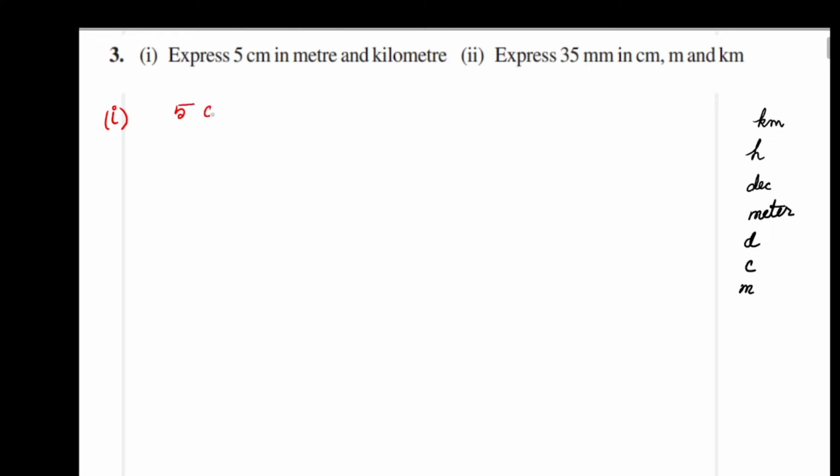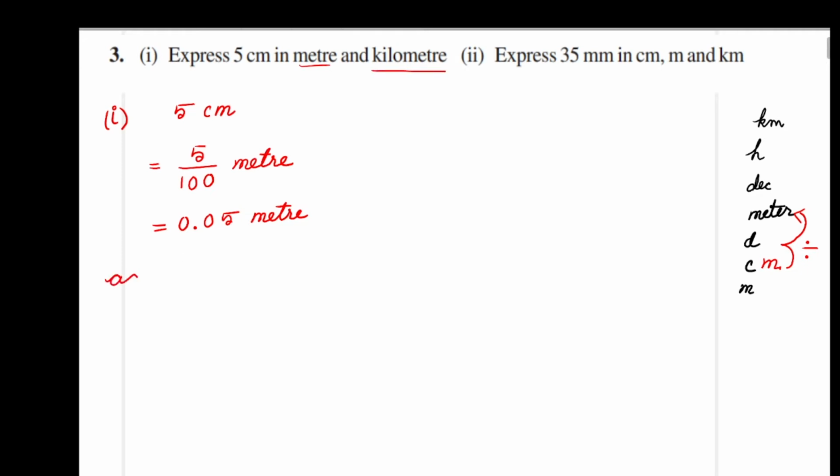Okay, question number 1. 5 centimeter. So when you convert 5 centimeter into meter, see, it is in centimeter. To convert into meter, you have to go upward. When you go upward, we have to divide. So how many steps? 2 steps. So you have to divide 5 by 100, because in 1 step it is 10, in 2 steps it will be 100. Then it will be converted into meter. Okay, so 0.05 meter.